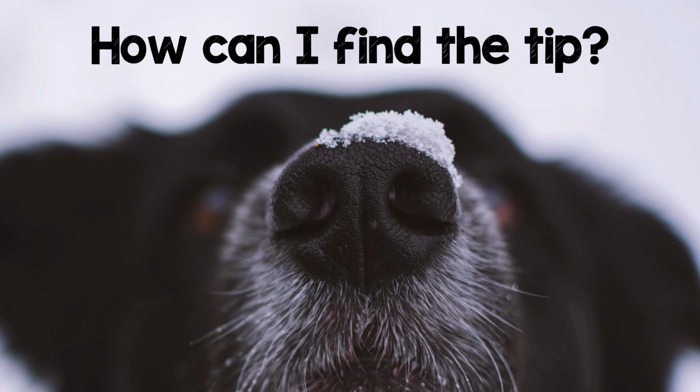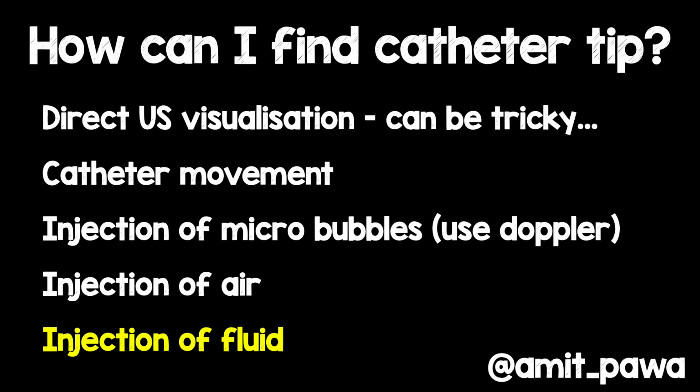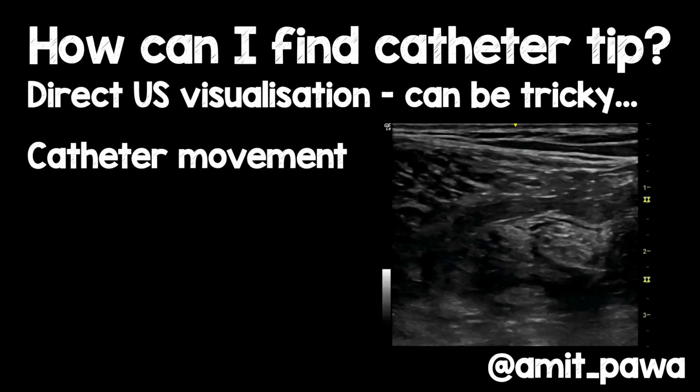So once you've placed your catheter, how can you find out where the tip of it lies? Well, there's a few options. You can directly try to view the catheter tip via ultrasound. That can be difficult. You can try a little bit of movement of the catheter and see where the tissue is moving. You can inject micro bubbles of air and use color Doppler to visualize it, and you can just inject air itself or just inject fluid. So let's see what that looks like.